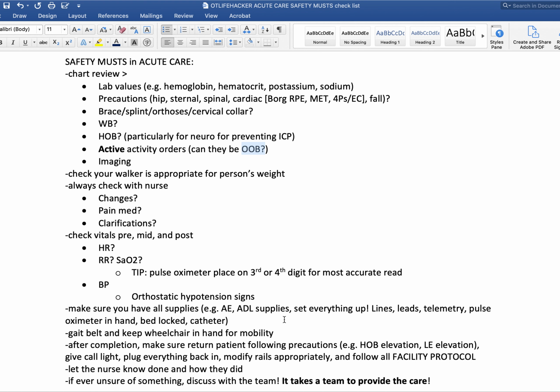So bring that wheelchair. After completion, after you return the patient, you follow precautions. Again, head of bed if it needs to be elevated, the lower extremity if that needs to be elevated, giving them the call light, and plugging everything back in, modifying the rails as needed, and following all facility protocol. So, safety protocol. Make sure you are following your safety protocol for the facilities. Then let the nurse know that you're done and how the patient did.